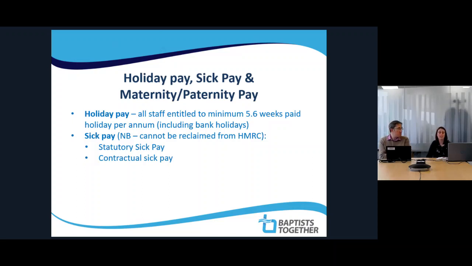But if they're entitled to statutory sick pay, then that's what they're entitled to. So you have to pay that money, and you can't claim that back from anyone. And if you want to make it up to full pay, you can do. It really just depends on what the terms of their contract are. You may want to make it up to full pay for a couple of weeks, but if they're off long term, you don't.